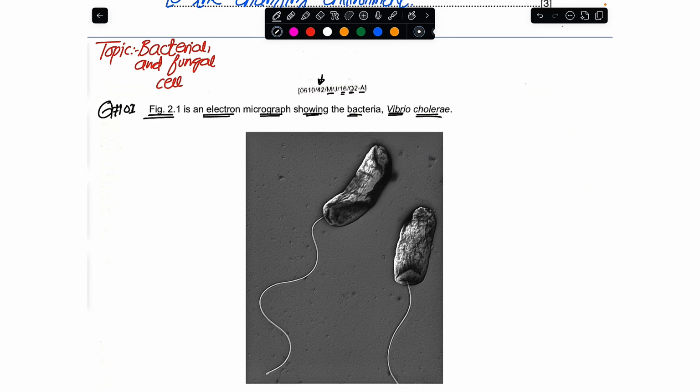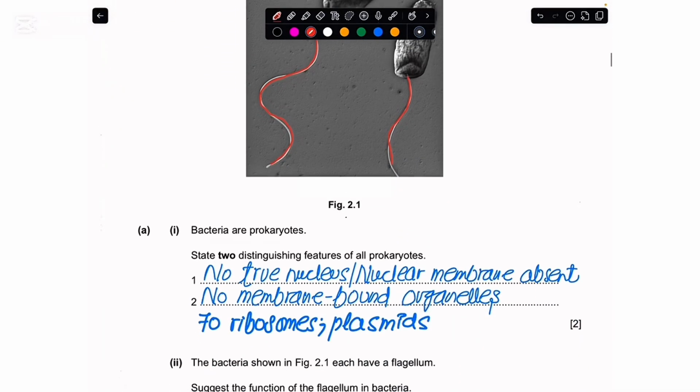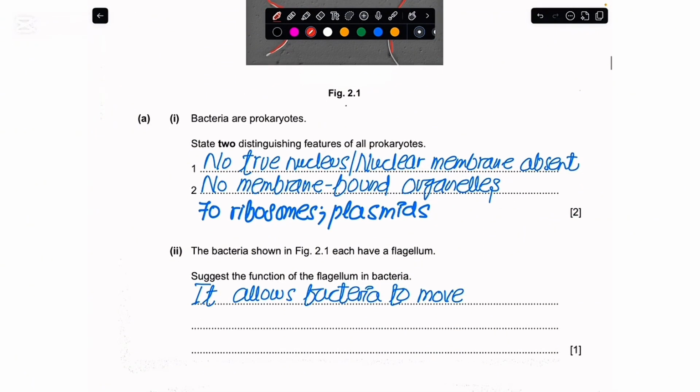the species is cholerae. Now, if you clearly see, these bacteria have these finger-like projections, an elongation coming out of these bacterial cells, and we refer to it as the flagellum. Now, here they ask for the first part: the bacteria are prokaryotes, and by prokaryotes we simply mean the bacteria. They ask for 2 marks: state two distinguishing features of all the prokaryotes.